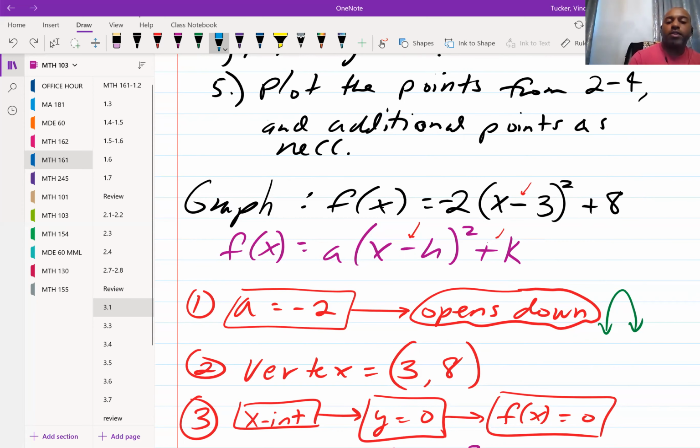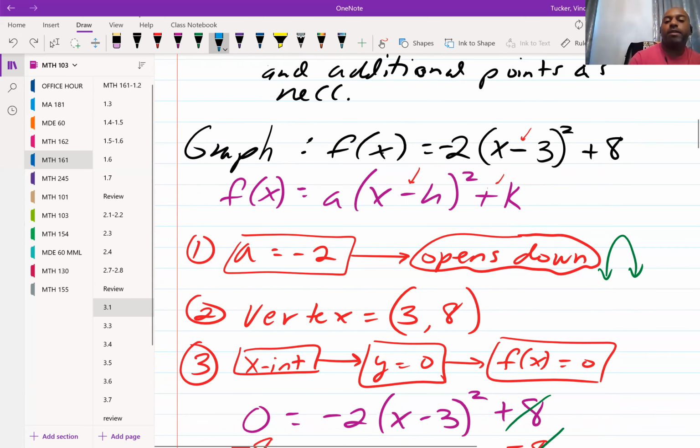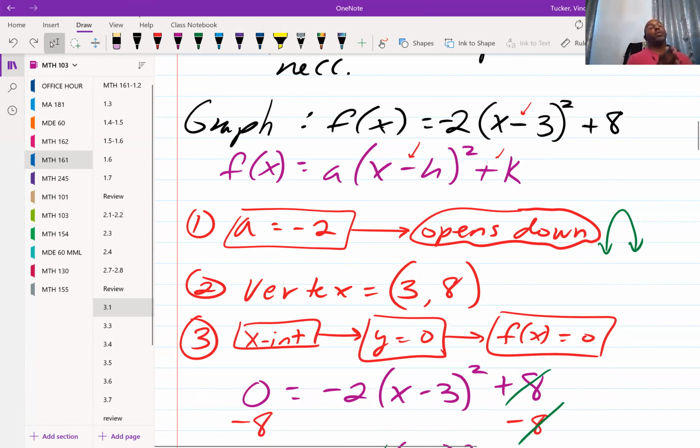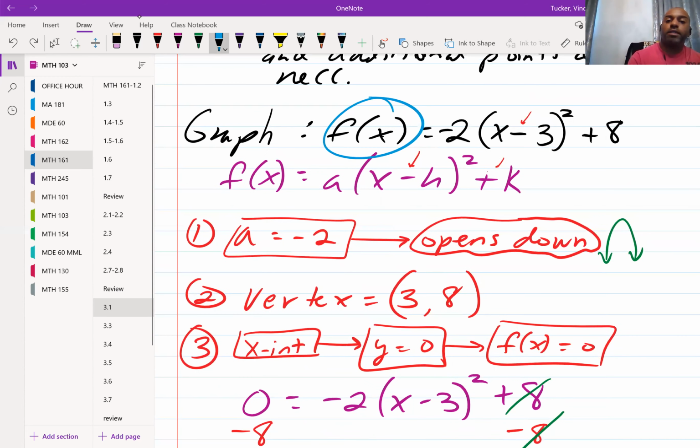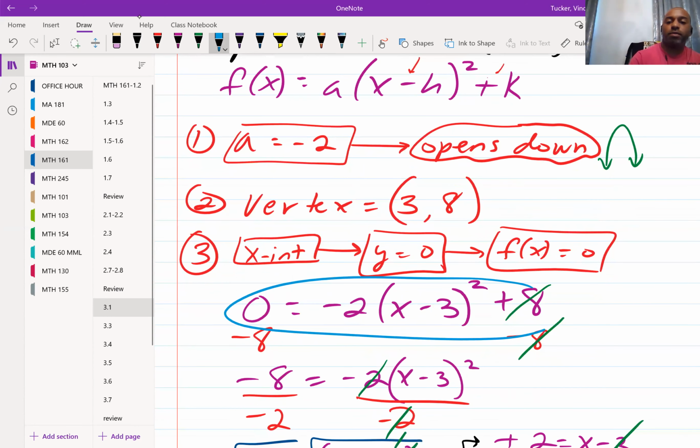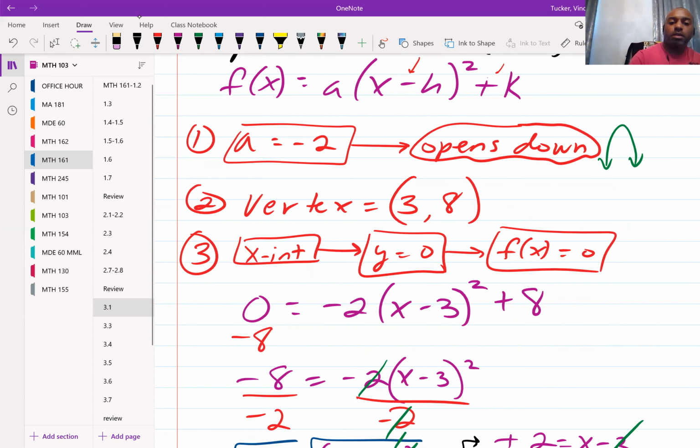All right, so to find your x-intercepts, if any, remember whenever you're looking for x-intercepts, you let y be equal to 0. And whenever you look for y-intercepts, you let x be equal to 0. So remember, f of x and y are interchangeable. So our y in this problem is f of x. So we let f of x be equal to 0. That's what I did right here. So this is f of x being equal to 0. And then I went ahead and solved for x.